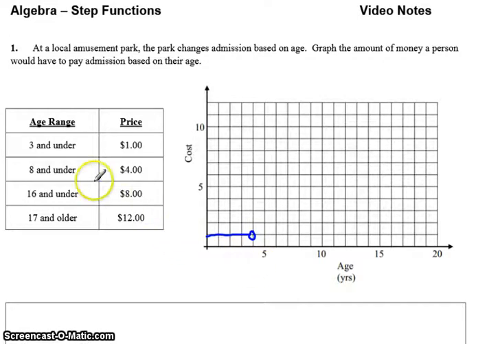All right, but when you turn 4, you start paying $4. So I'm going to make this a closed circle here, and you're going to pay $4 while you're 8 and under, but remember, that would go up to just before age 9. So we put an open circle there saying, okay, once you're 9, you're not going to pay this. But right up until then.